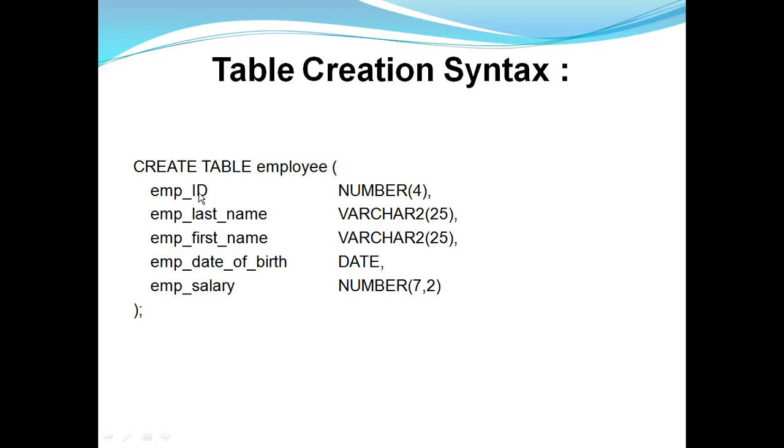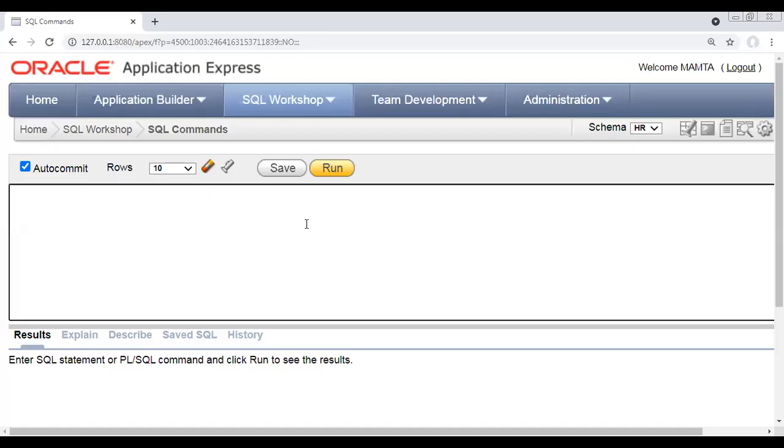Then the column 1, give an appropriate data type and size, separated by comma, column 2, appropriate data type and the size, up till the last column, data type and size. Simple. So let's create our actual table here. Let's say we want to create a table called student.